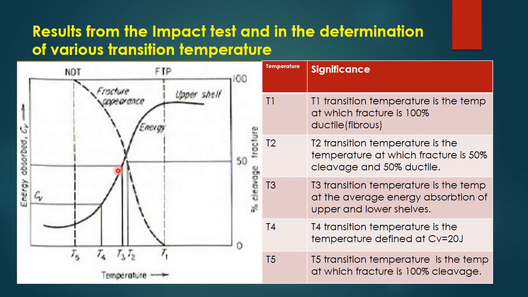Then what about T4? T4 is the temperature defined by the international community as the 20J transition temperature. This 20J transition temperature is kept as a safety factor for all materials, because below this the material becomes 100% brittle. Then the last one is T5. T5 transition temperature is the temperature at which the fracture is 100% cleavage, that is 100% brittle.